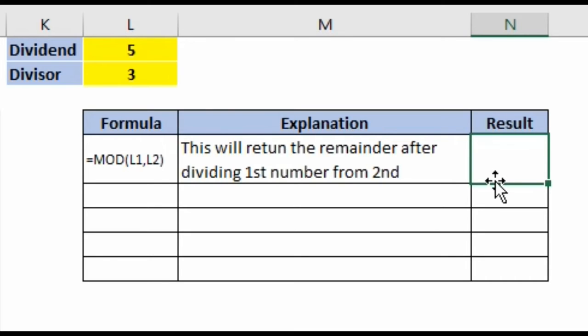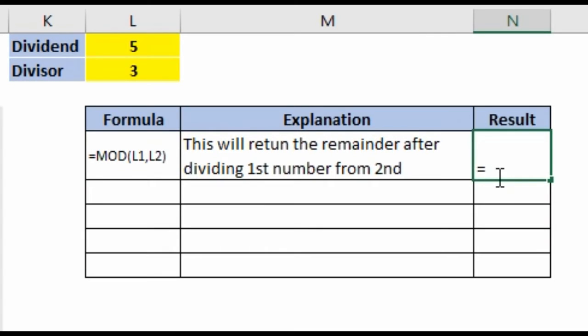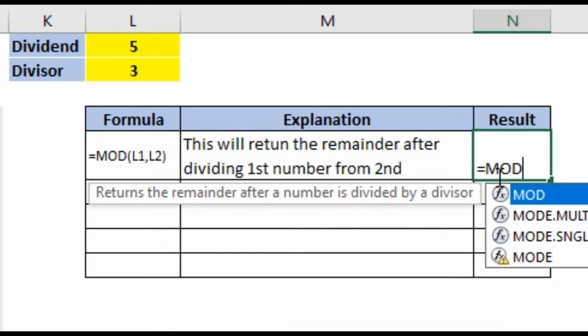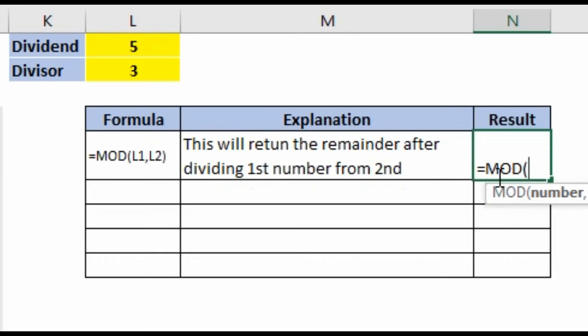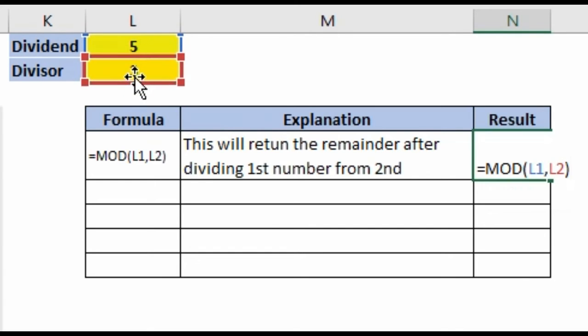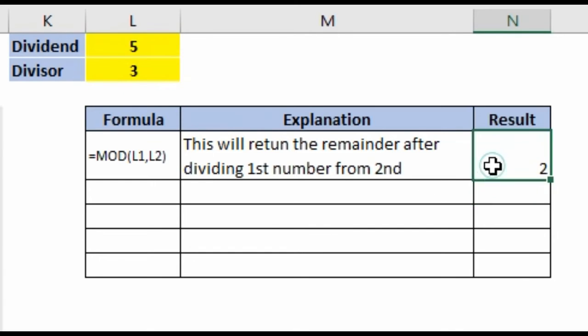Now let's verify. Type equals to and put MOD, press tab and choose the first number and the second number. Close your brackets and see the result. Here our result is 2, which is the same as what we saw in the previous example.